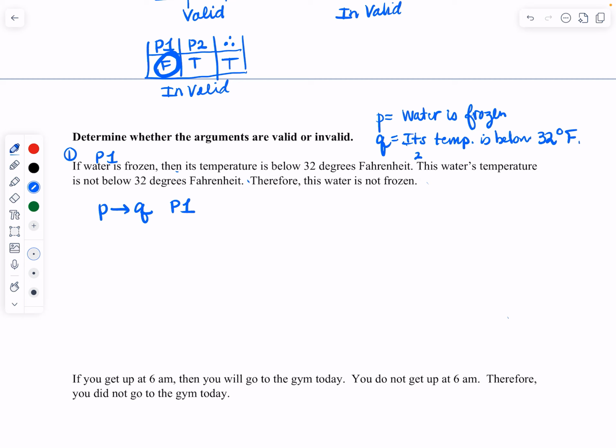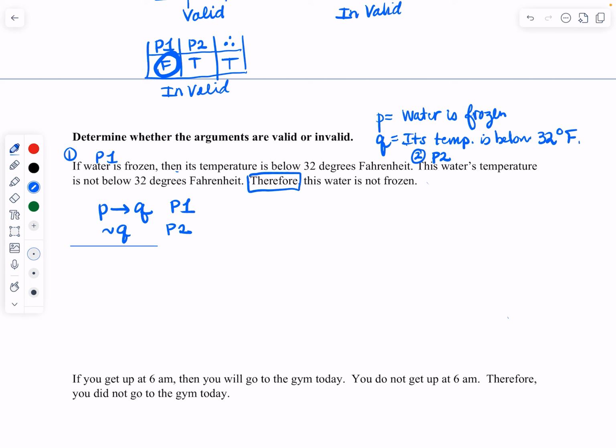Second line. This water's temperature is not below 32 degrees Fahrenheit. This is premise 2. So I write this up as, this water's temperature is not below 32 degrees. So that is going to be negation Q. Premise 2. Okay. Then after the premises, you have the word in the next sentence, therefore.